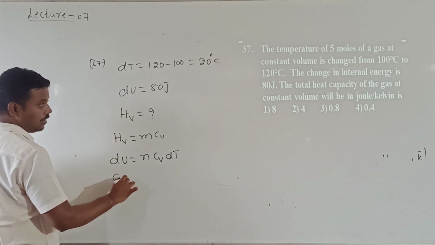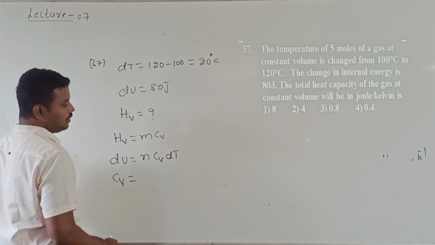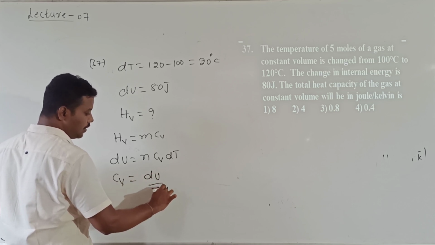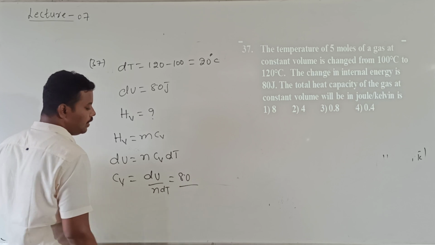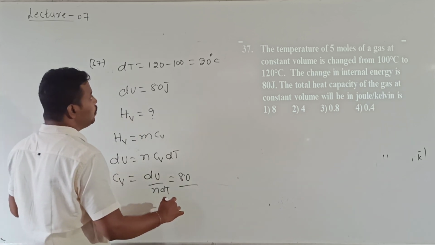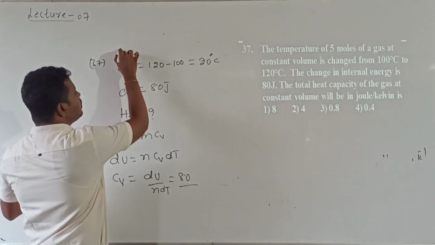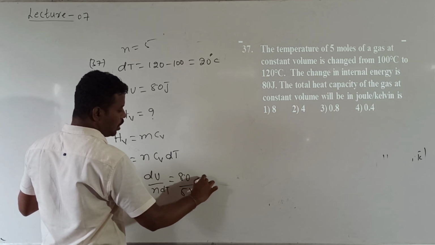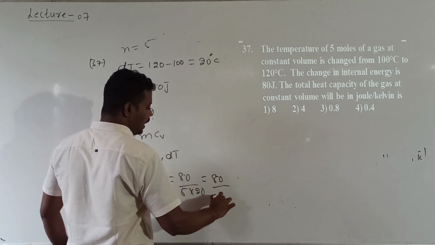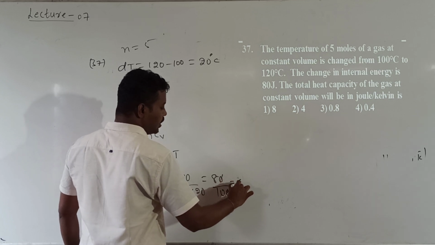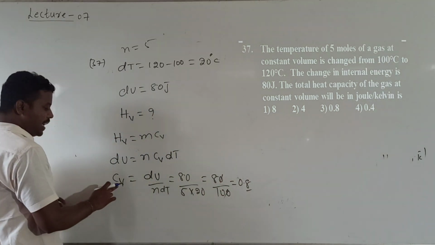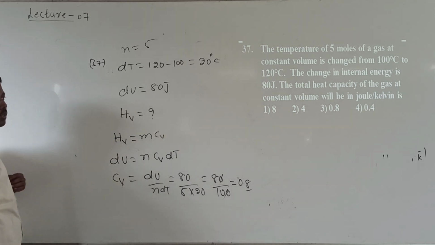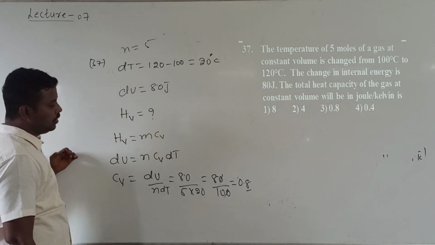So with dU given, what is the value of Cv? Cv is given by dU divided by n into dT. So dU value 80 by n into dT. The n value, number of moles, is equal to 5 moles. So 5 into 20. How much will I get? 80 divided by 100, which is 0.8. This is the value of Cv. Now I want to calculate the H value. So to calculate the H value, what can I do?